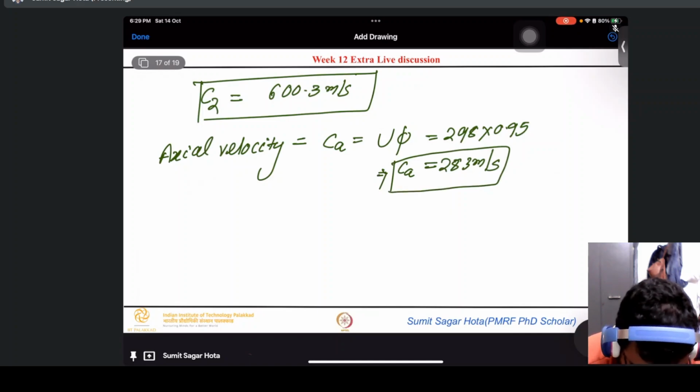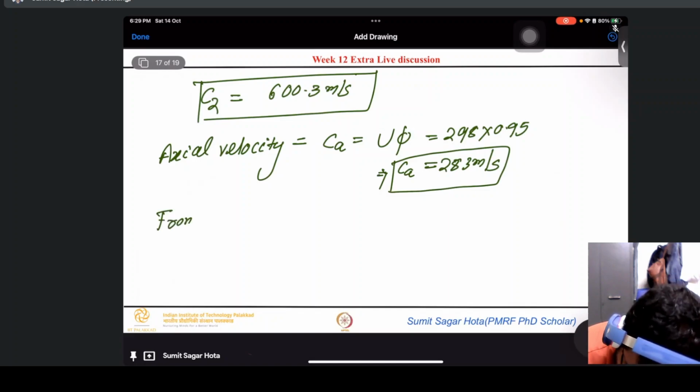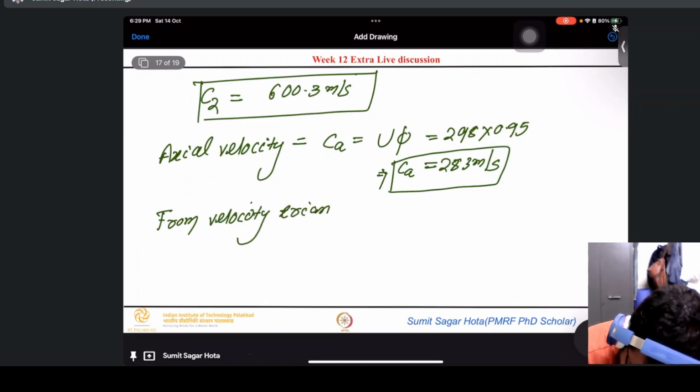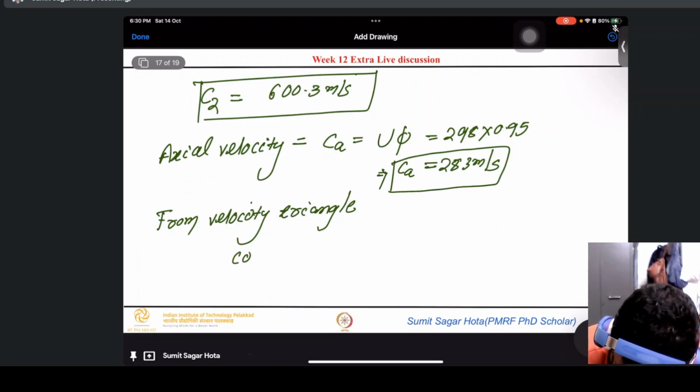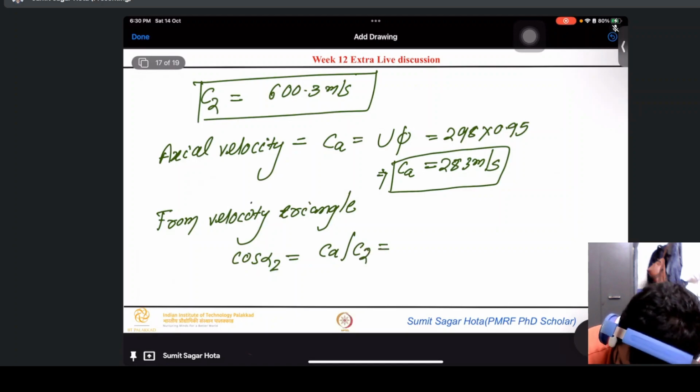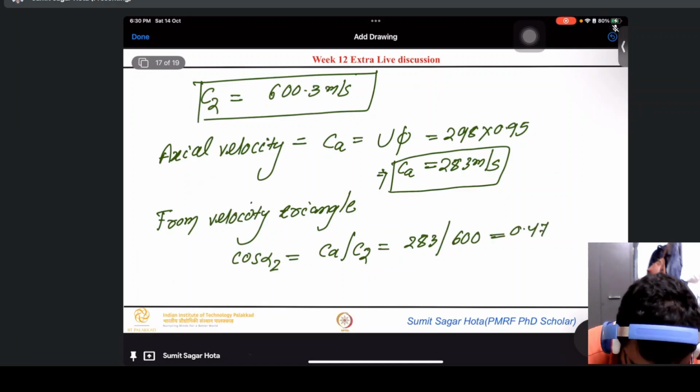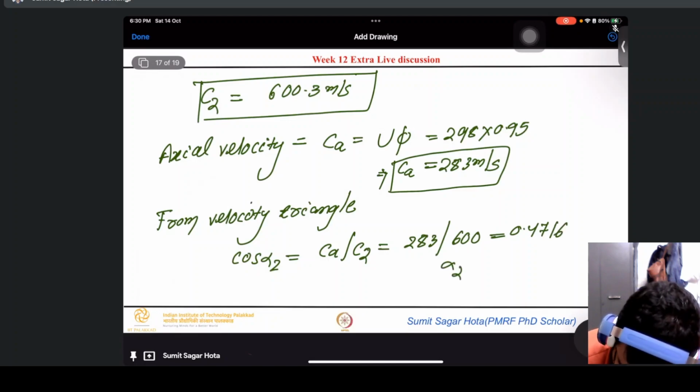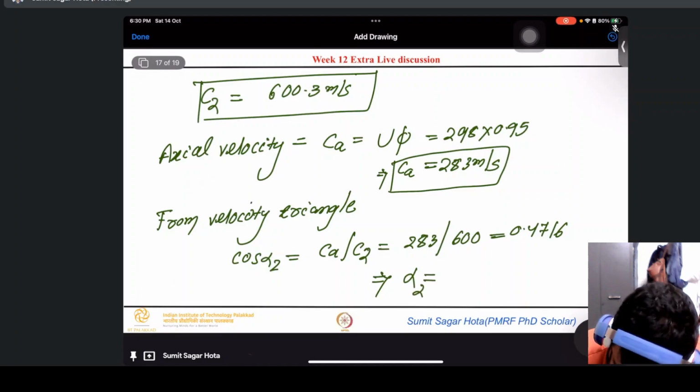And if you see the velocity triangle, cos alpha 2 is equal to CA by C2. 283 divided by 600, 0.4716. Alpha 2, put it, take cos inverse, find out the alpha 2 was 62 degree.